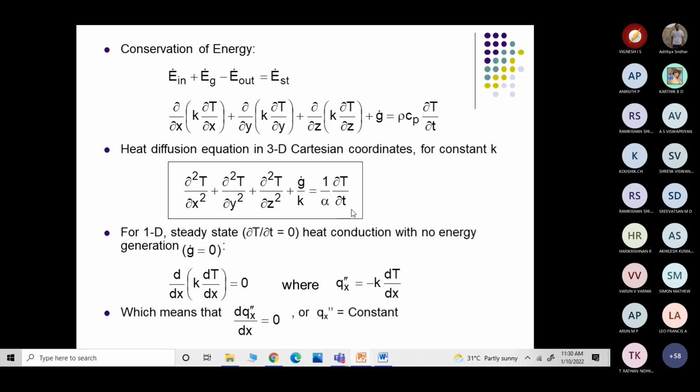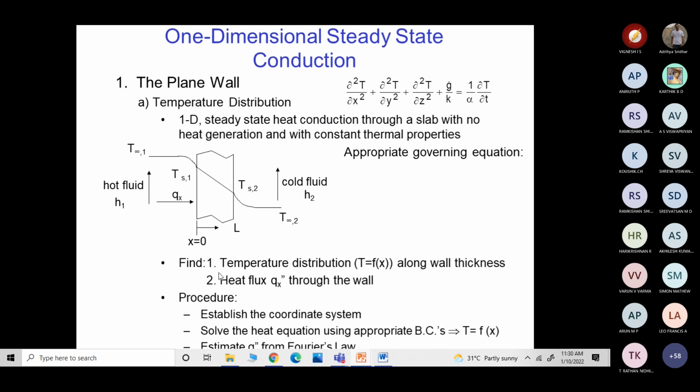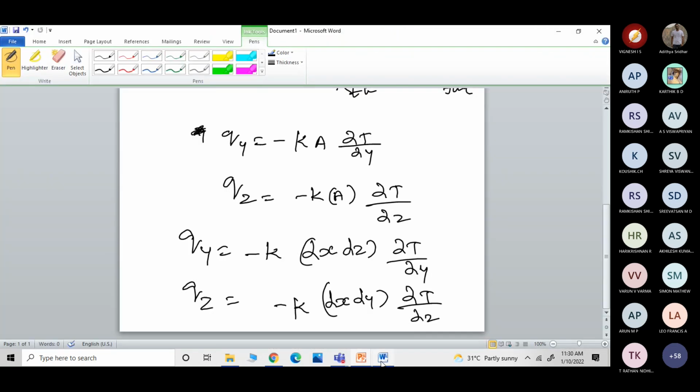So ∂T/∂t, this expression will become 0, and the internal heat generation is also 0. Now when you take a small solid, consider only the x-axis. So you have the general equation, and in case of a plane wall, if we have steady state heat conduction through a slab of thickness L with no heat generation and with constant thermal properties, then these terms will become 0, and only this will remain. Let me write it here.